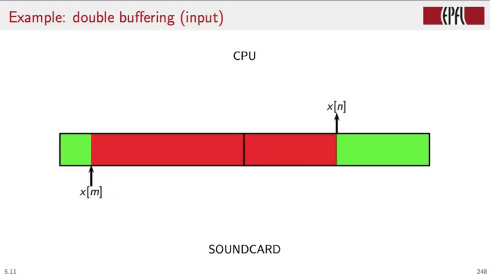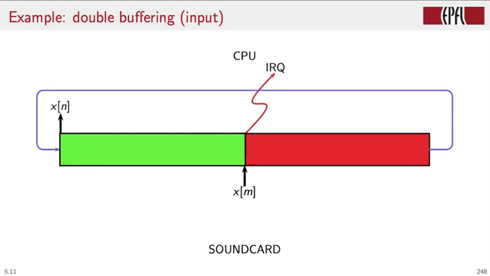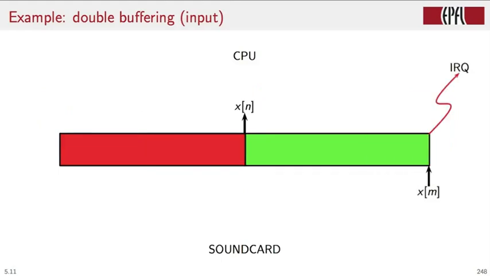The CPU will be faster, and so it will deplete the buffer before the sound card has finished filling the other half of the buffer. When the sound card has finished filling the first half, it will trigger an IRQ, and the CPU will know that this buffer is now ready for consumption, so it will roll the pointer and start fetching the data and process it, and so on and so forth.